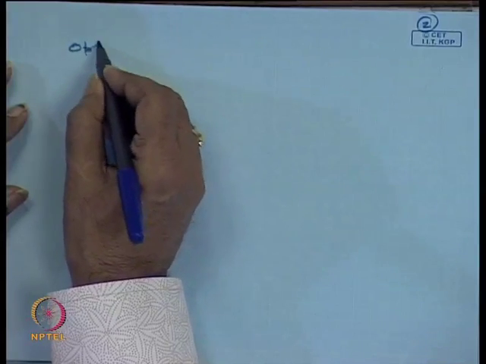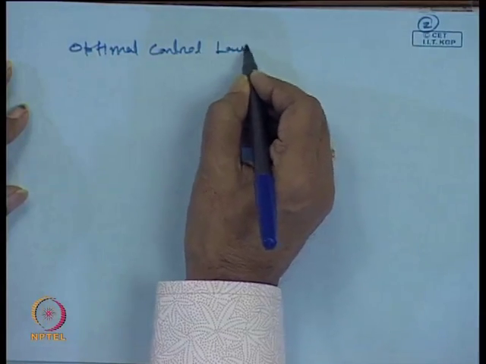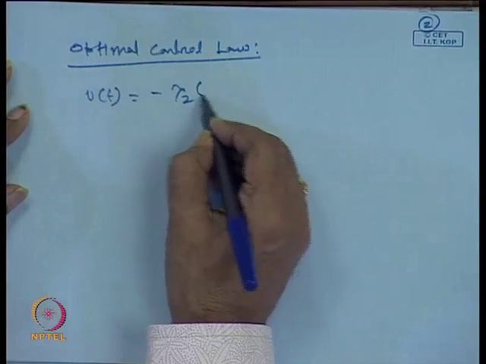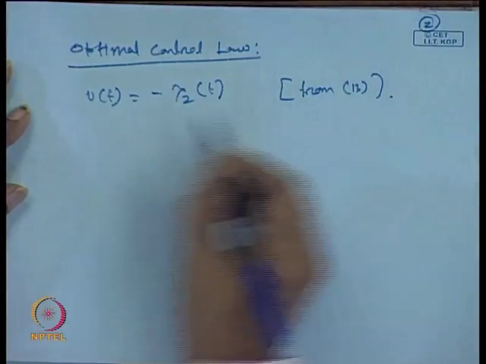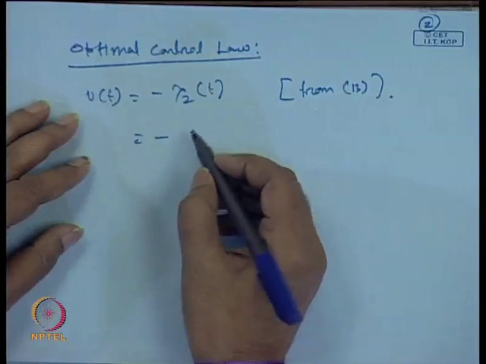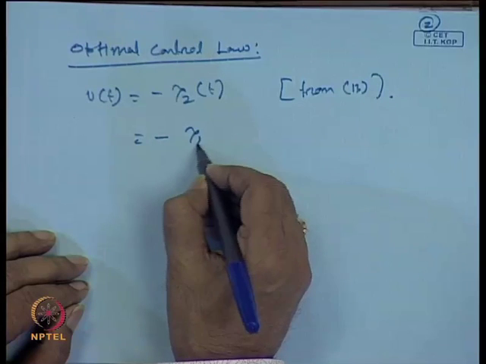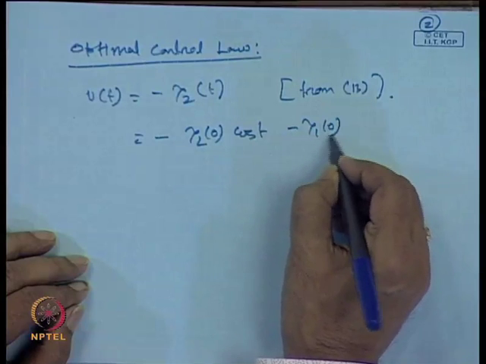So, now what is our optimal control law? Just now we have seen, our optimal control law u of t is nothing but minus lambda 2 of t, from equation 13. So, we know the lambda 2 expression, that lambda 2 of 0 cos t minus lambda 1 of 0 sin t.